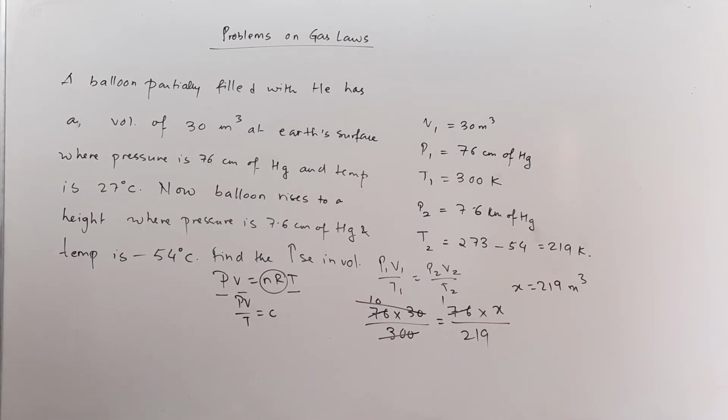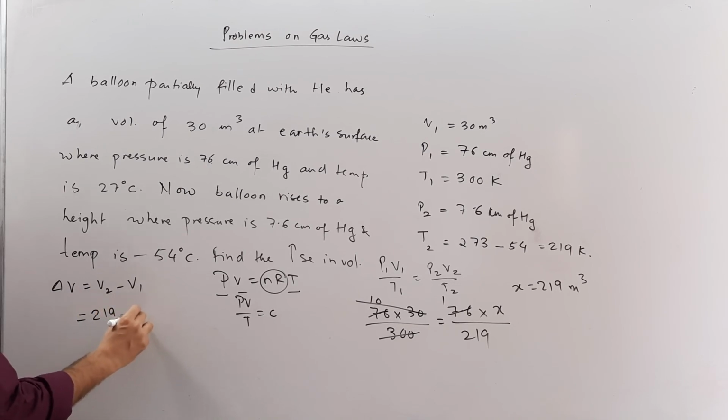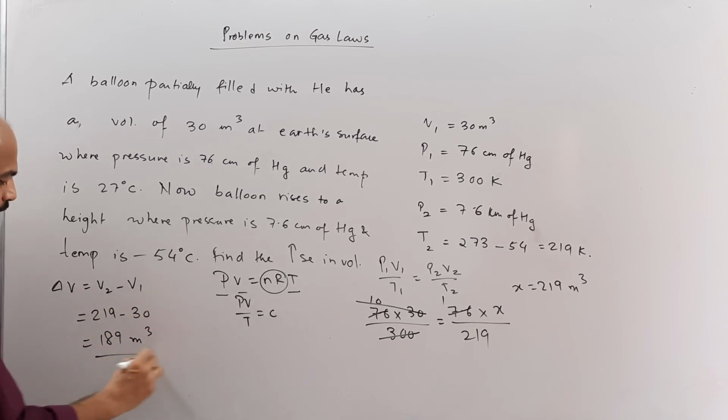So the change of volume, what we want, or the rise in volume will be V2 minus V1, which is 219 minus 30, which is 189 meter cube. That is the answer of this question.